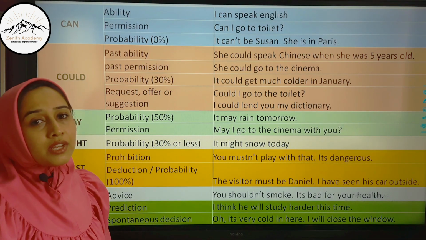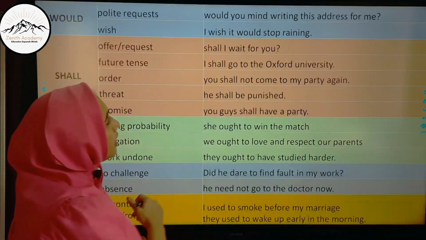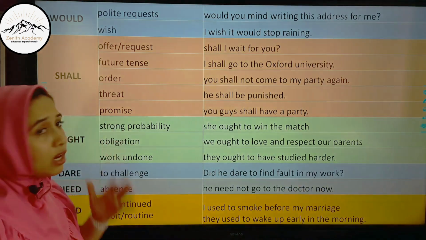Yes, I hope you have taken the screenshot for further reference. Let's move ahead to the next set of modal auxiliaries.